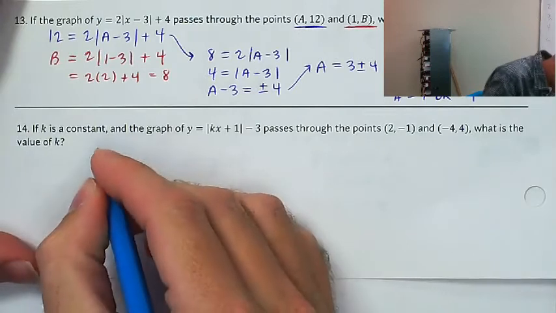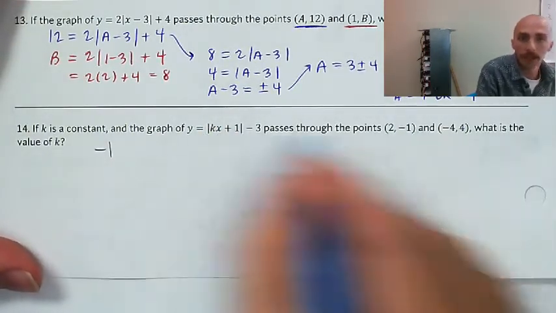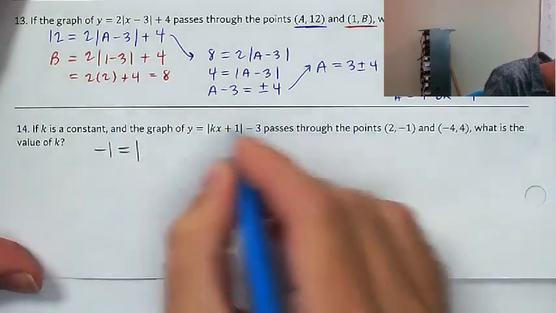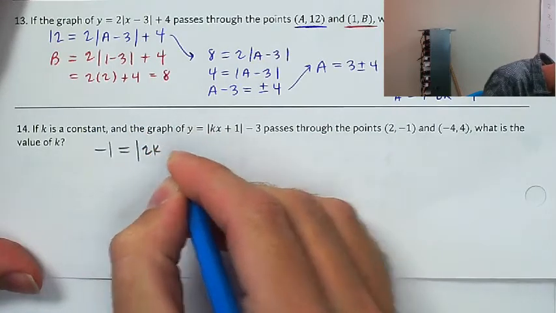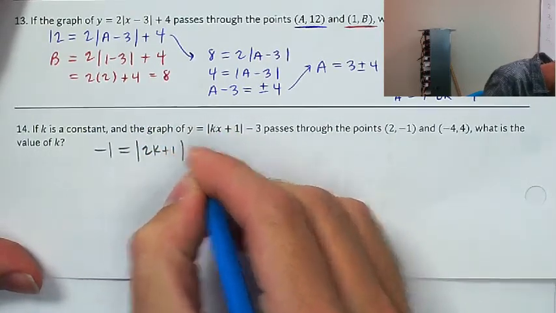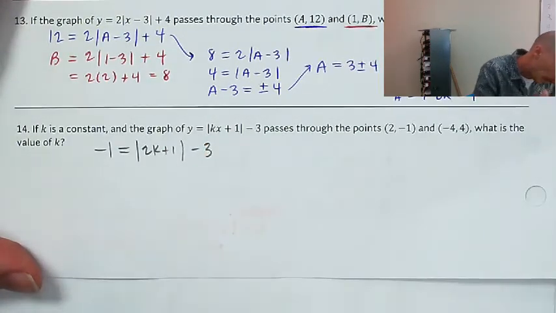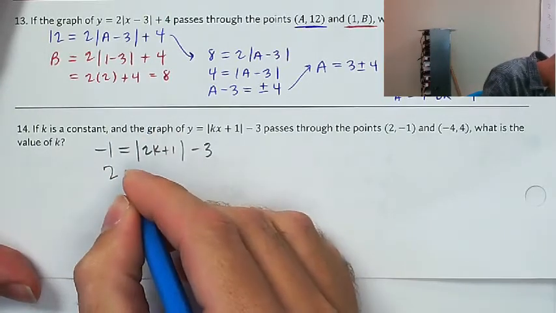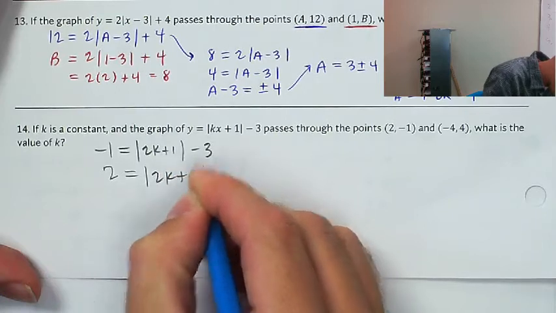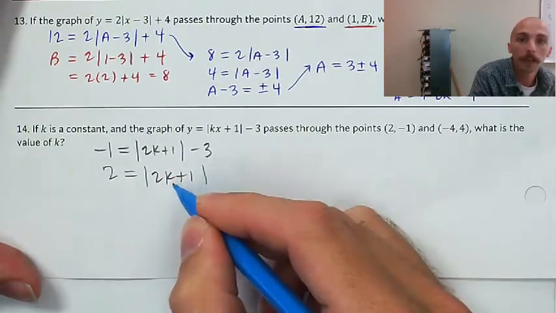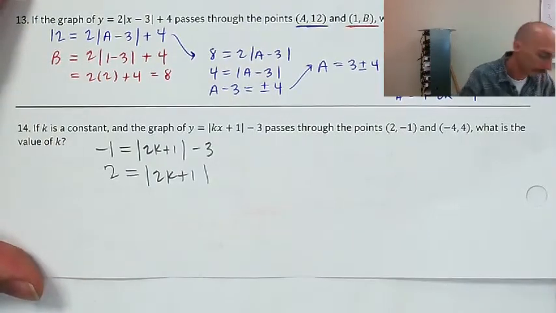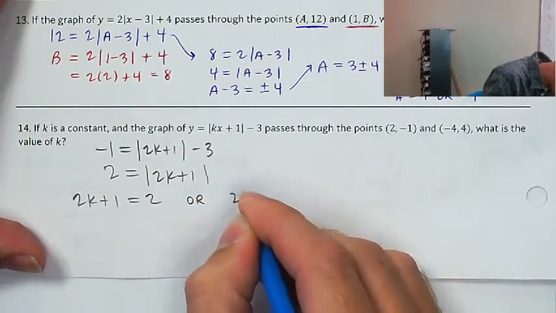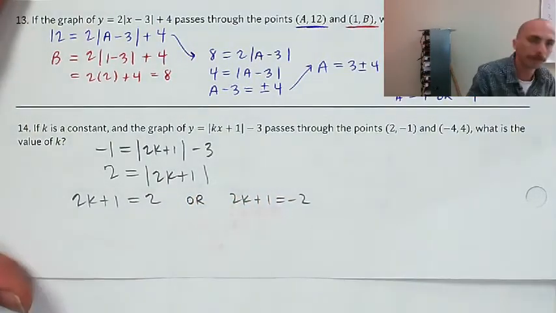I'm going to plug in negative 1 for y. I'm just going to do 2, negative 1 for my plug-in, and then negative 4, 4 for checking. Okay. So negative 1 equals the absolute value of k times 2, which we might write as 2k, plus 1, minus 3. So I'm going to add 3 to both sides to isolate that absolute value. So that would be not 4, that's 2, equals the absolute value of 2k plus 1. Okay. And if the absolute value of this thing equals 2, then that thing needs to either equal 2 or negative 2. So 2k plus 1 equals 2, or possibly 2k plus 1 equals negative 2.